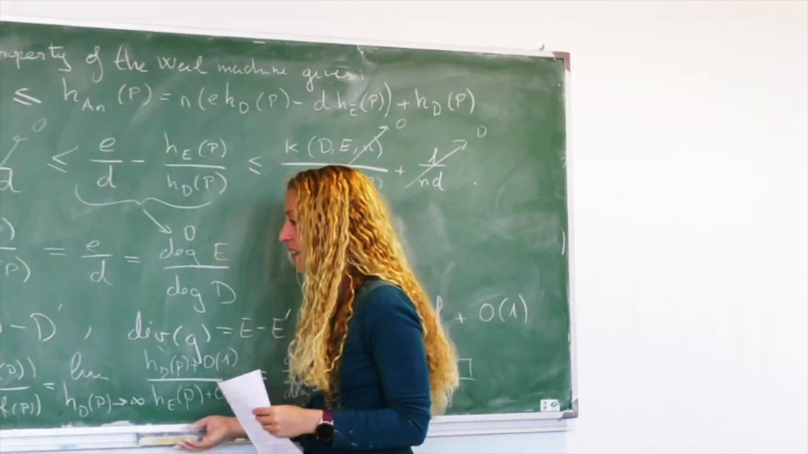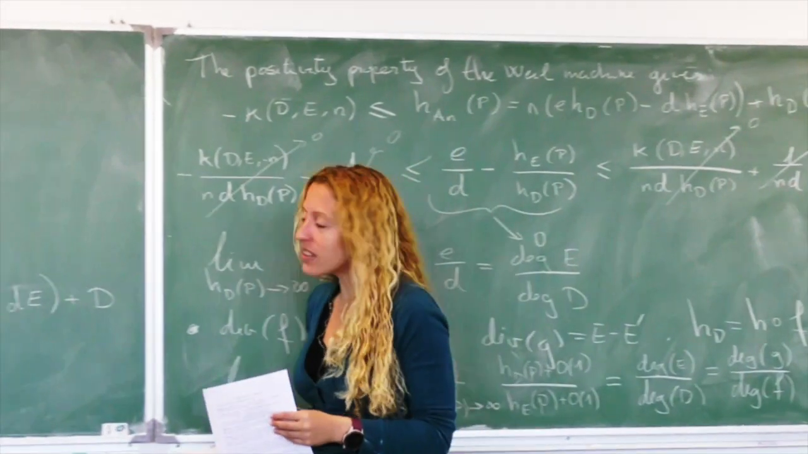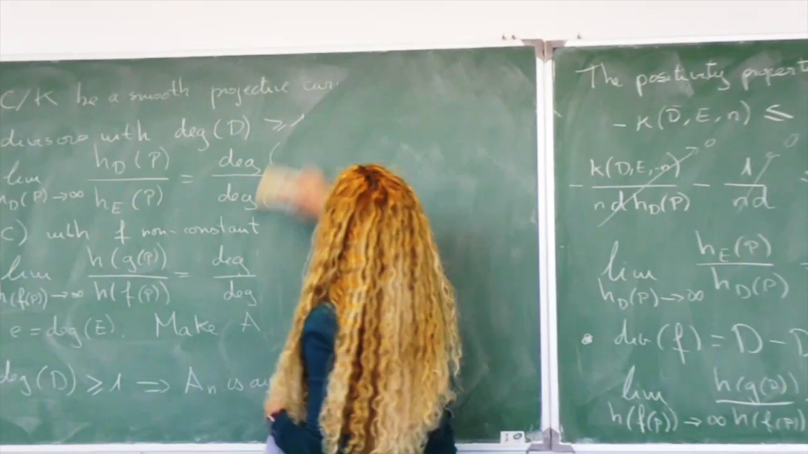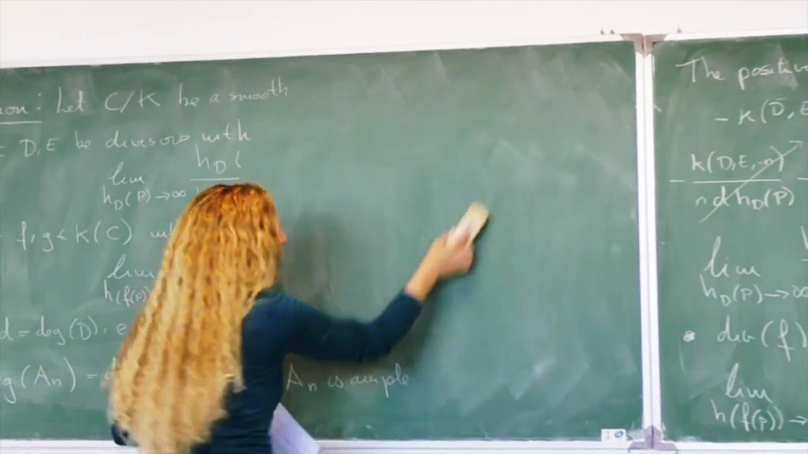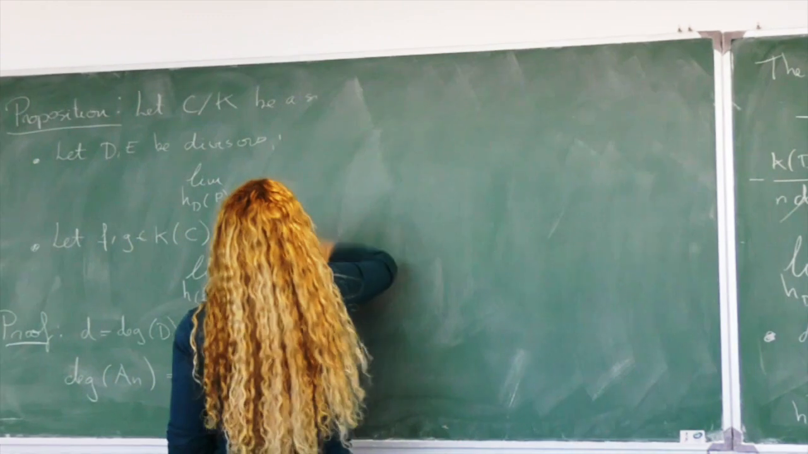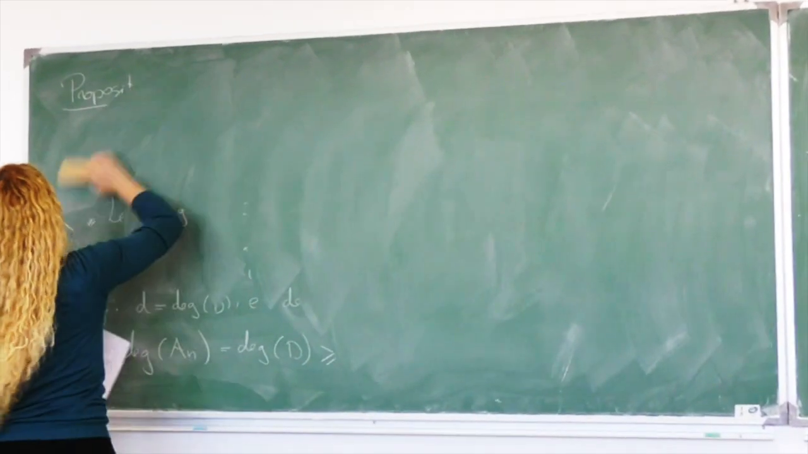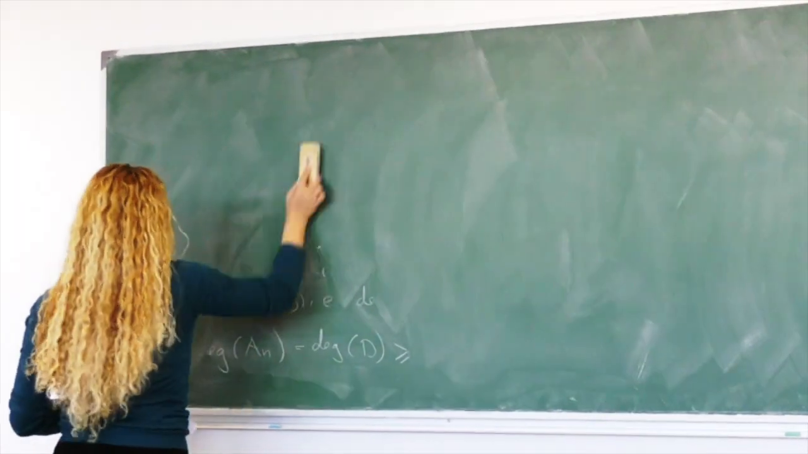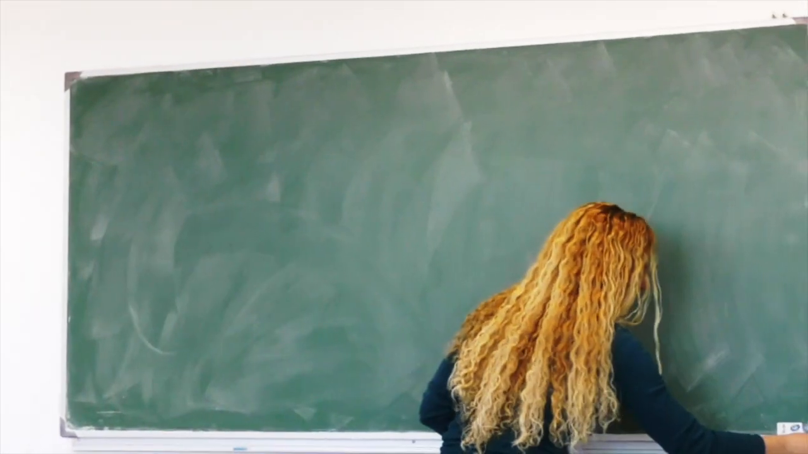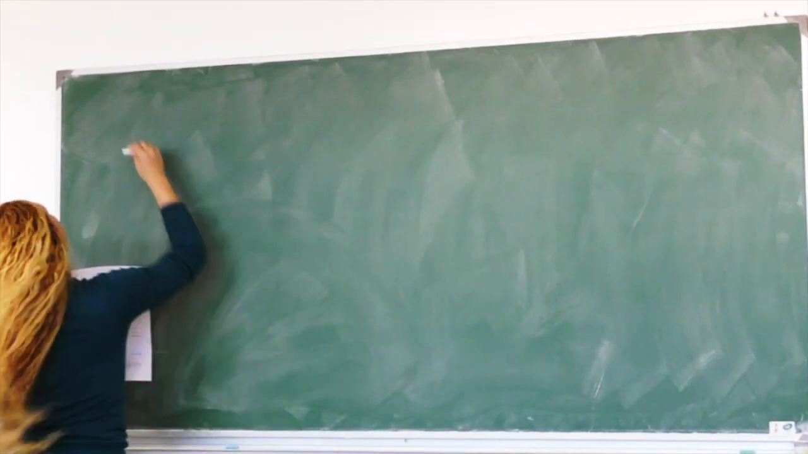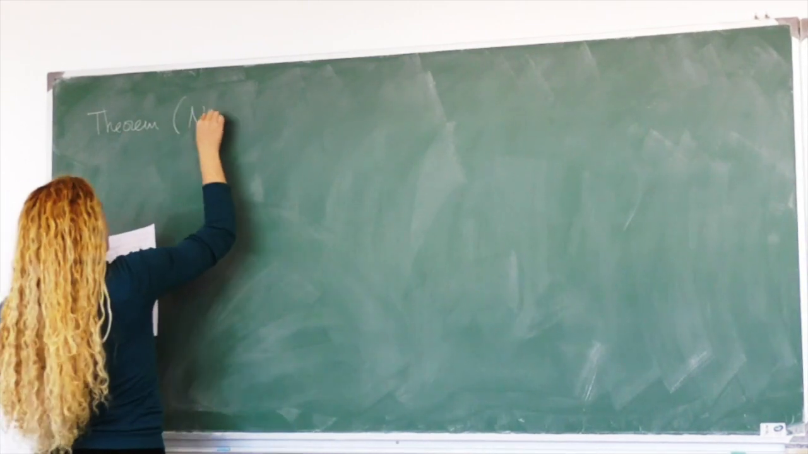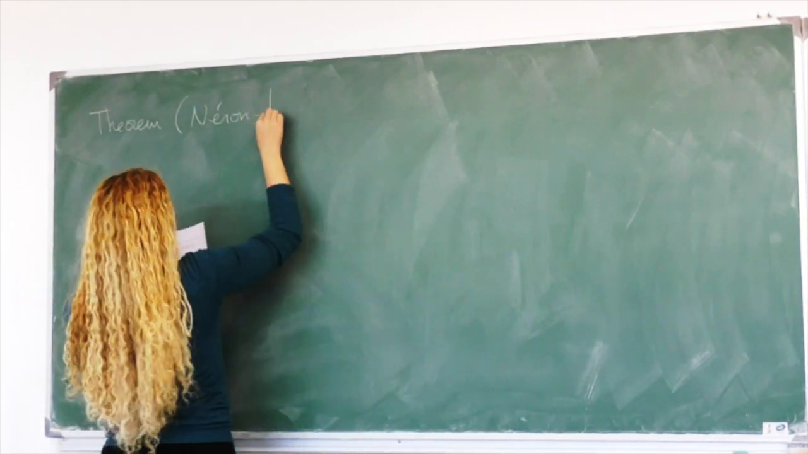So I'm going to state a theorem by Néron and Tate that gives us the definition or the construction of this height that is more canonical. And actually it's going to be called the canonical height. And this is really the height that we use. Okay, let's go. So, theorem due to Néron and Tate.